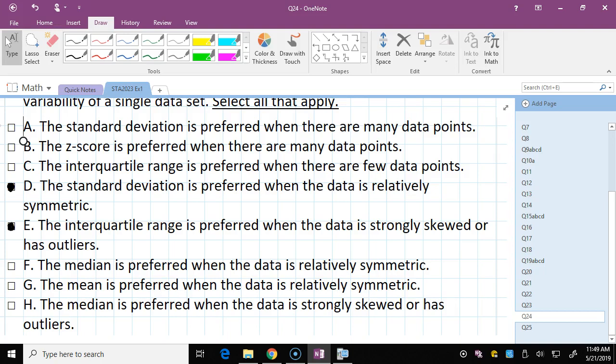Just because I have a few data points doesn't mean I use interquartile range. Because remember, in order to do interquartile range, you at least got to have 5 different numbers to make that box and whisker plot. So that's why it has to be D and E.